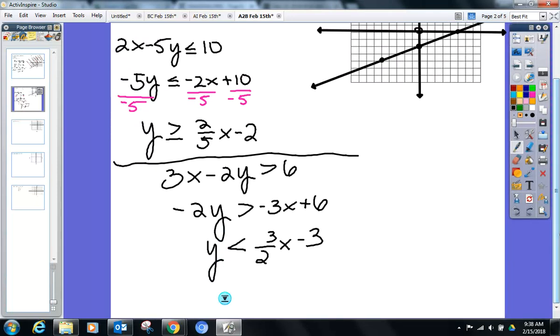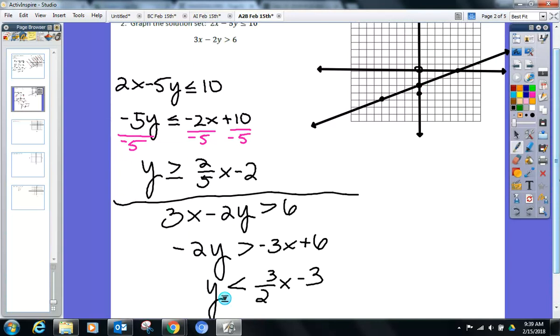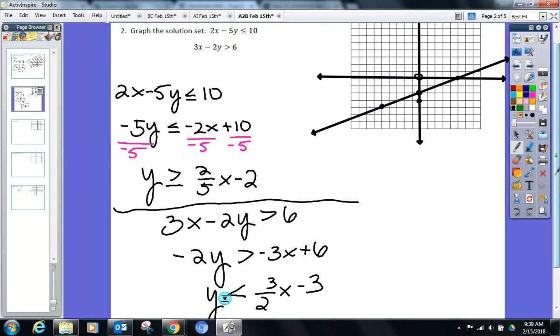Okay, Matt, I'll throw it to you. What's my y-intercept? So where should I start on the y-axis? Negative 3. So I'm going to start right here. And where do you want me to go from here using your slope? Up 3, over 2. Anybody want to tell me about the line for this one? That line right there should be dashed. Thanks, Hannah. Yes, it's dashed.